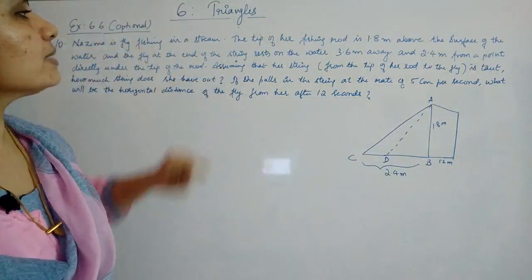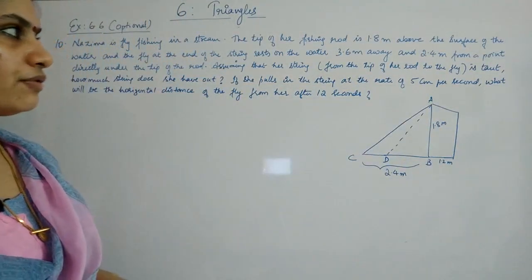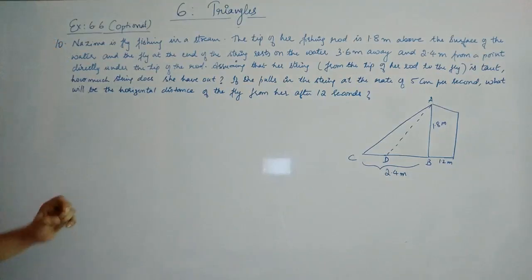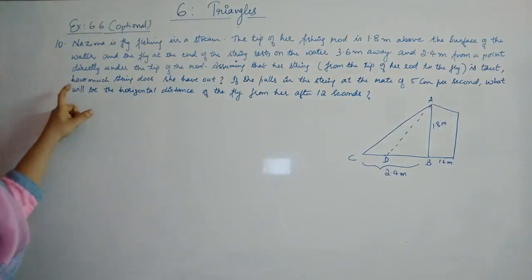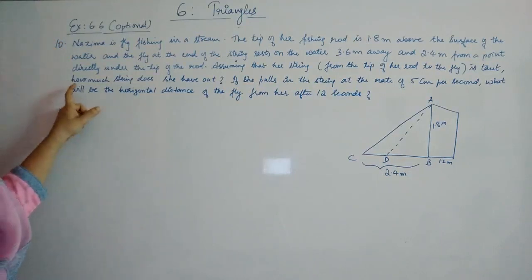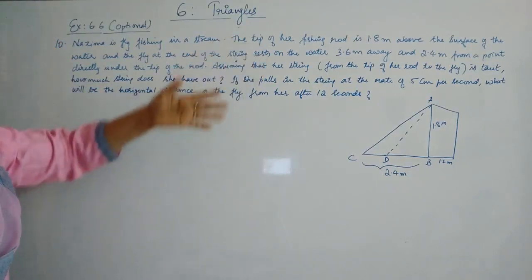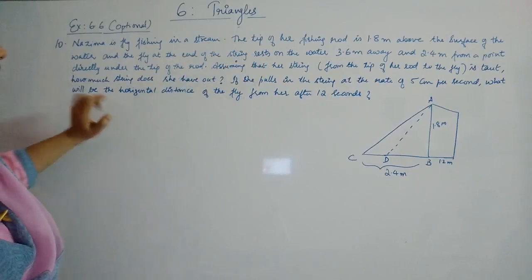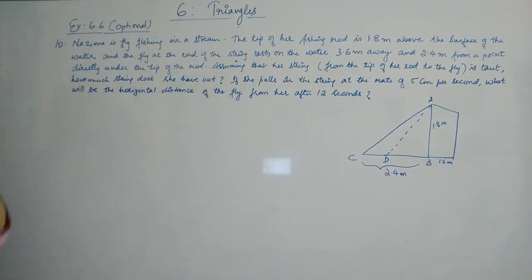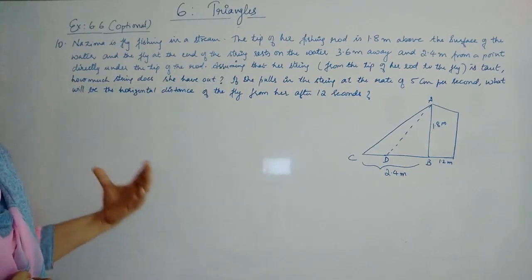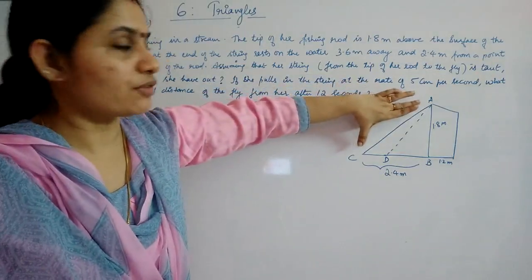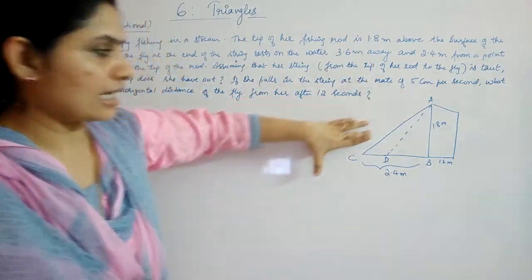Now assuming that her string, that is from the tip of her rod to the fly, is taut. Taut means it is tight, tightly stretched, so it is straight. You can consider it as a straight line. That's what they are giving. How much string does she have out? So how much is out, you have to find out from the figure. That is the length AC.